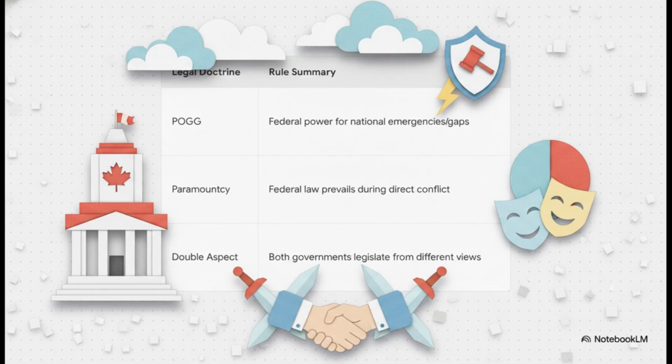The first is peace, order, and good government, often just called POG. This is a residual power letting the federal government step in during national emergencies or to fill in gaps not explicitly covered in the Constitution. The second is paramountcy. Basically, if a valid federal law and a valid provincial law directly contradict one another, paramountcy acts as the ultimate tiebreaker. The federal law wins out. And third, we have the double aspect doctrine. This is used for shared issues where both levels of government actually have a totally valid reason to get involved.